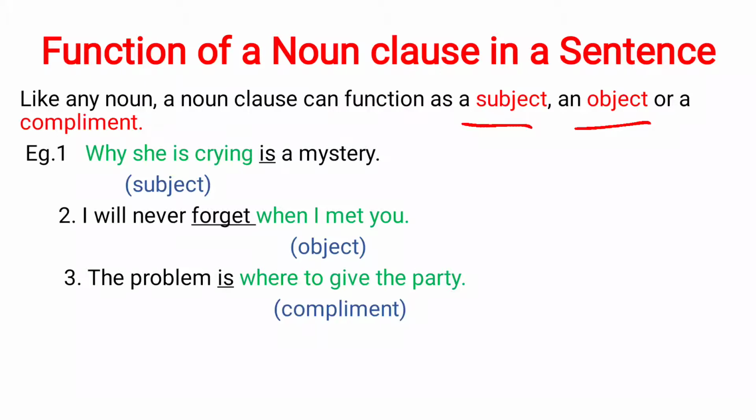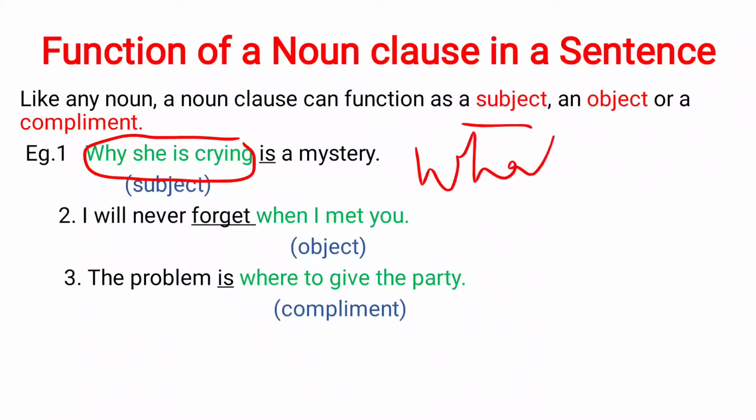Here, we are talking about the subject, and as this particular part of the sentence is working as a noun clause and it is the beginning of this sentence, we can replace this group of words with what. What is a mystery? So the answer would come out as why she is crying, and that is why it is acting like a noun clause. But here it is in the beginning of a sentence, and that is why it is playing the role of a subject. Secondly, I will never forget when I met you.